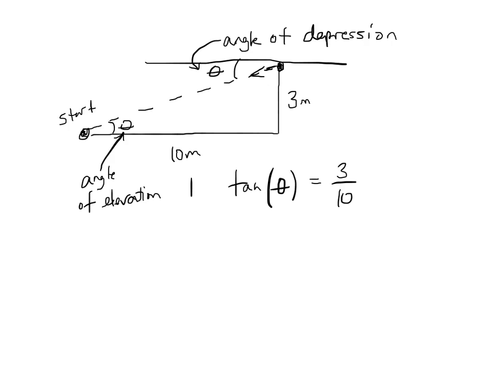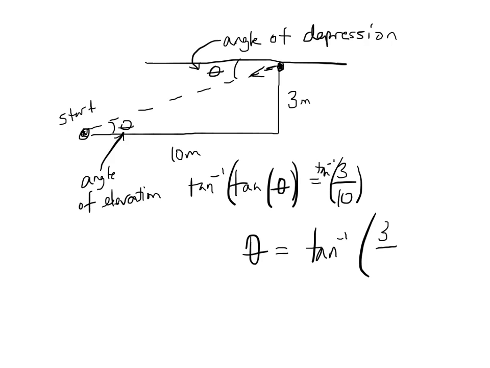If I have a calculator, I can take tangent inverse of both sides, and I get that the angle is tangent inverse of 3/10. And what is that, according to the calculator? Tangent inverse of 3/10. We got 16.7.